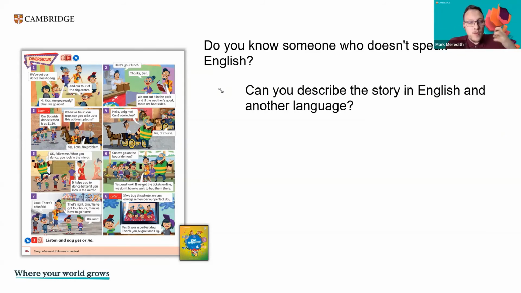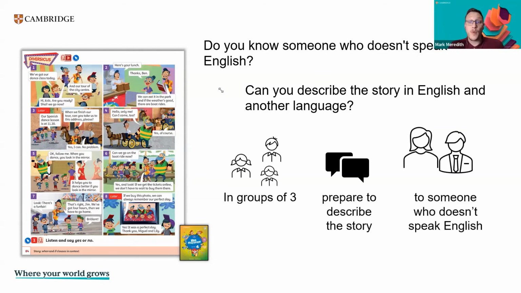So what we could do then, once we've got the learners thinking about how to describe the story in another language, well, maybe then what we can do is group them up, encourage them to describe the story to someone who doesn't speak English. So maybe they describe it in Spanish. Okay. Why might we choose to do this? Well, for several reasons. Number one, it helps comprehension. It helps them understand what's happening in the story.